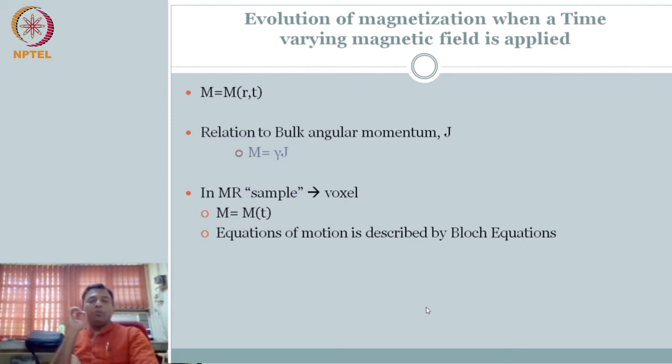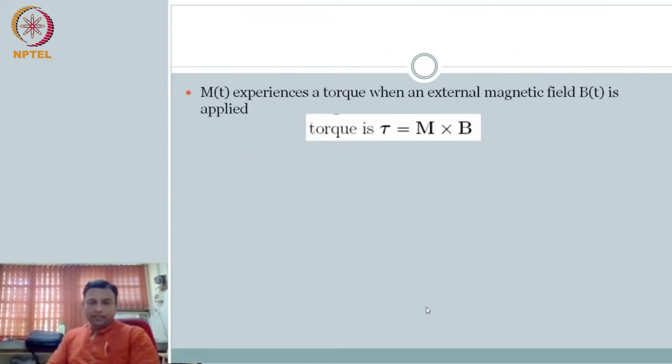Can we describe the motion equation of the magnetization vector using a small sample volume? This equation was derived by Bloch, which is called the Bloch equations, which we'll try to put together. So starting with what we know, when you have M of t, it experiences a torque.